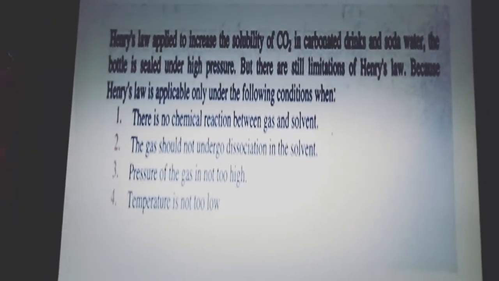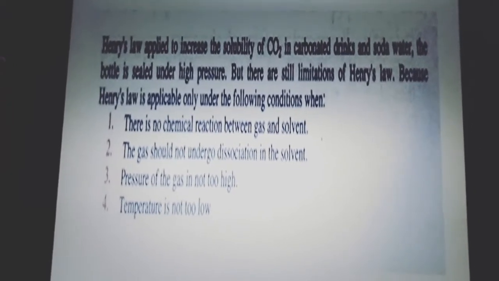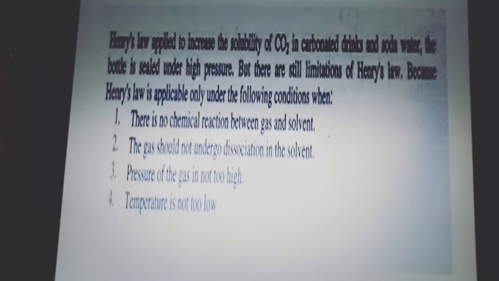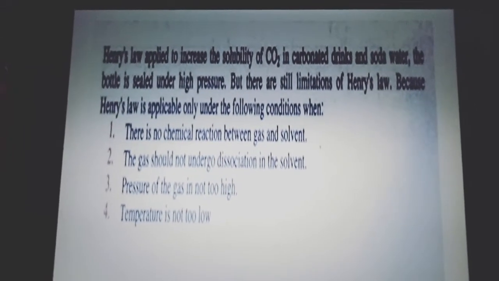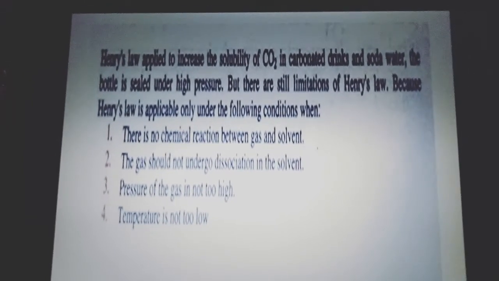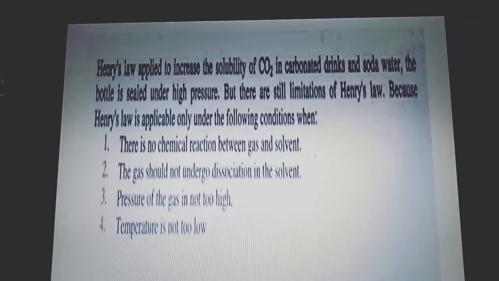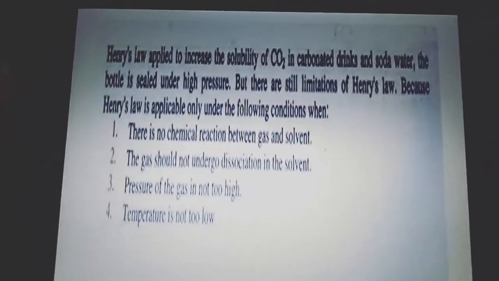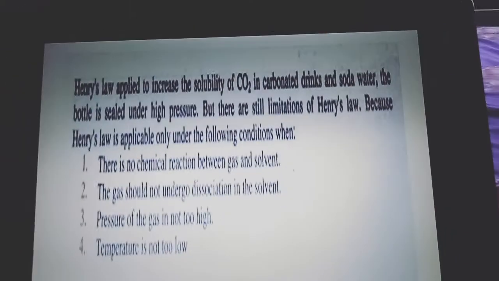Henry's law is applied to increase the solubility of carbon dioxide in carbonated drinks and soda water. The bottle is sealed under high pressure, but there are still limitations of Henry's law. There is no chemical reaction between gas and the solvent. The gas should not undergo dissociation in the solvent. The pressure of the gas is not too high and the temperature is not too high. These are the conditions in which Henry's law is applicable.